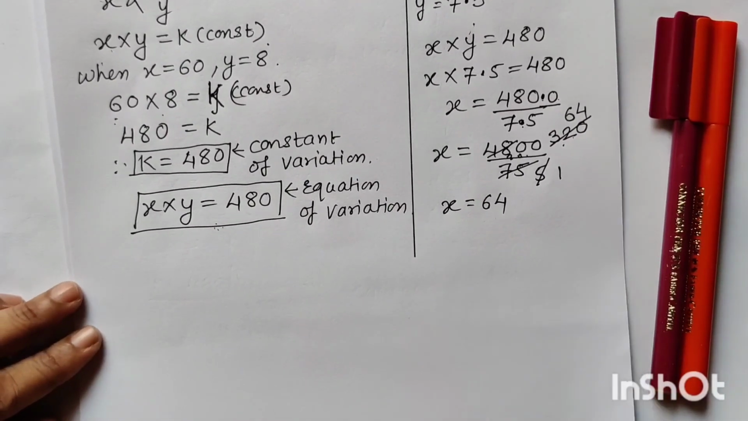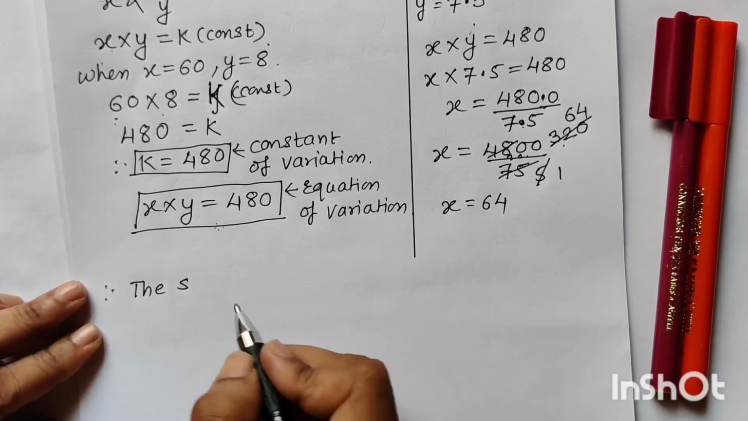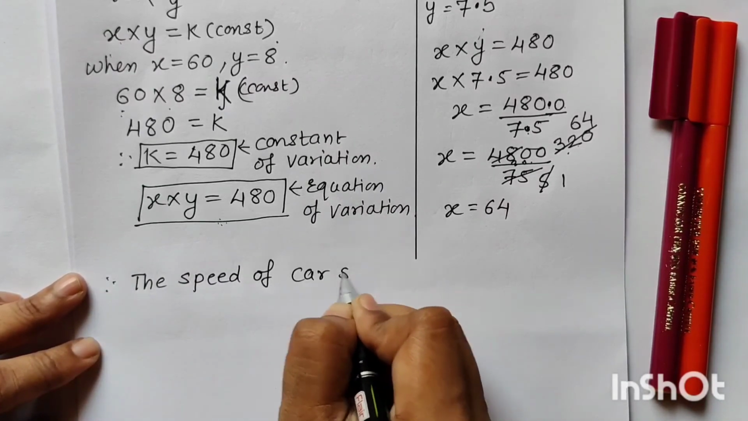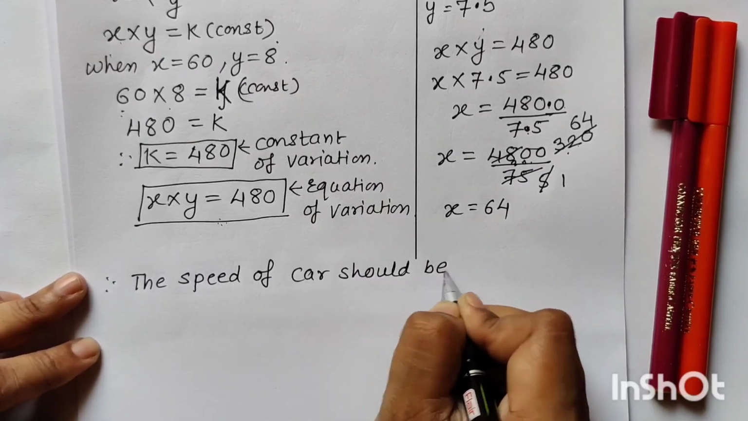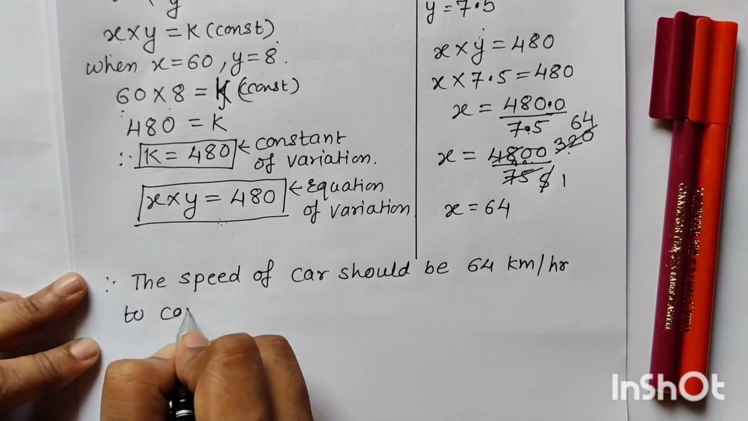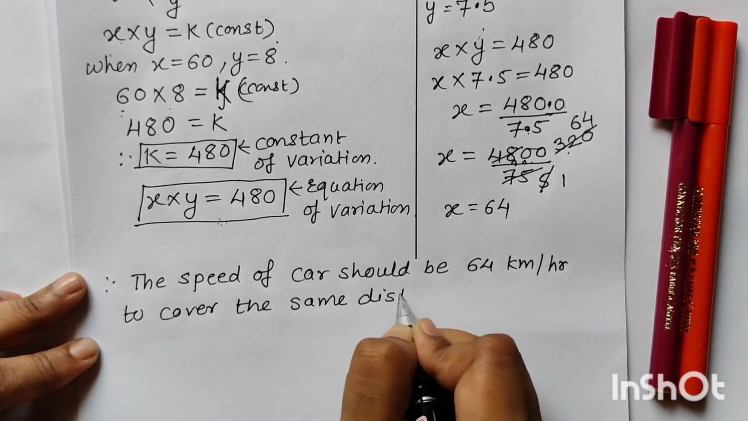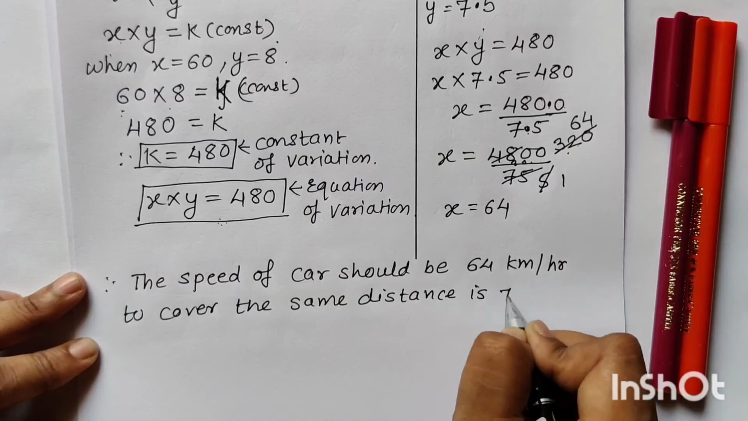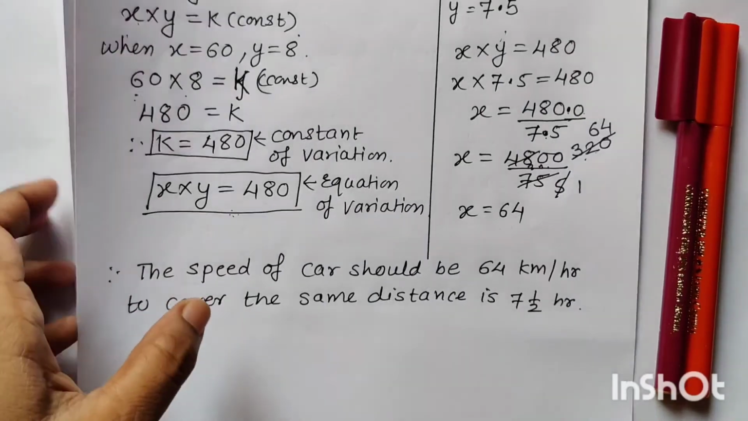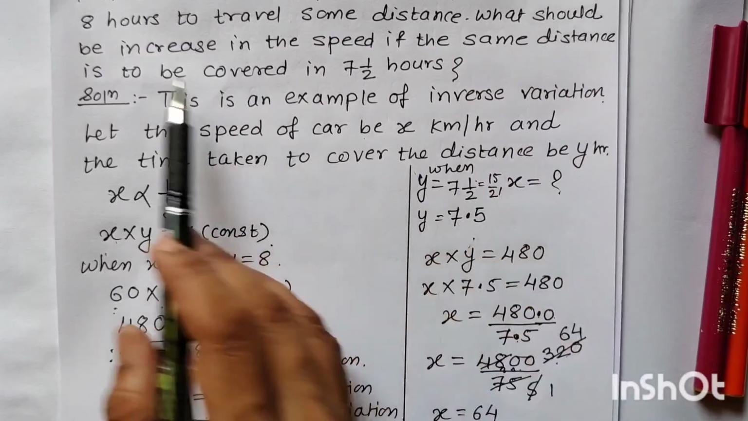Therefore the speed of car should be 64 km per hour to cover the same distance in 7.5 hours. So what is the question? Question is, what should be the increase in speed?